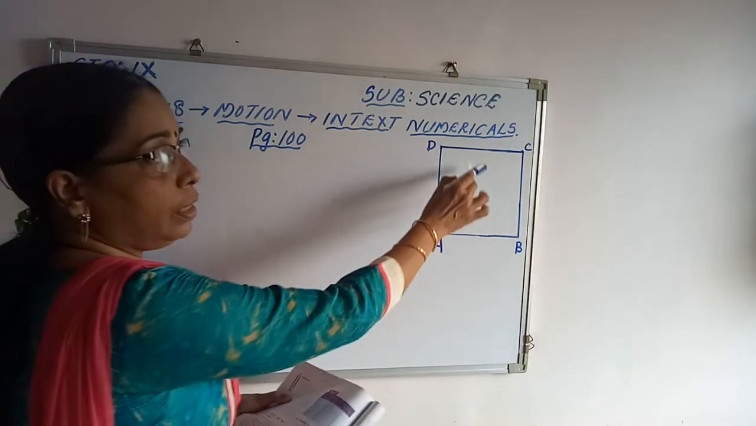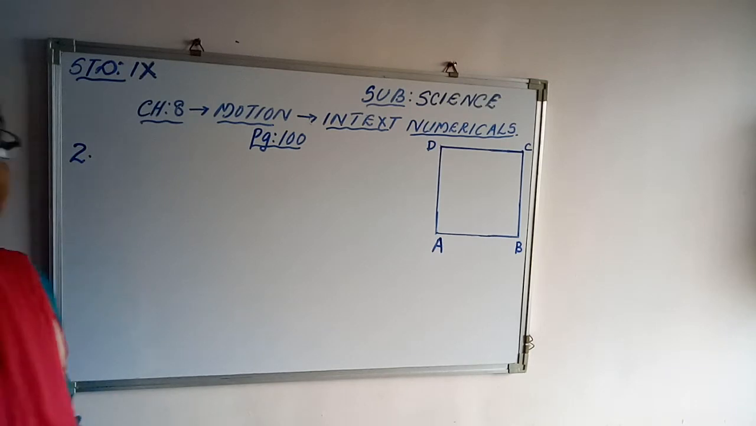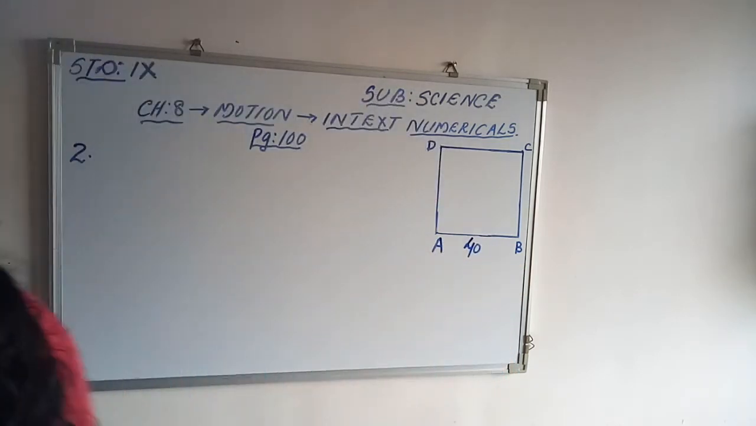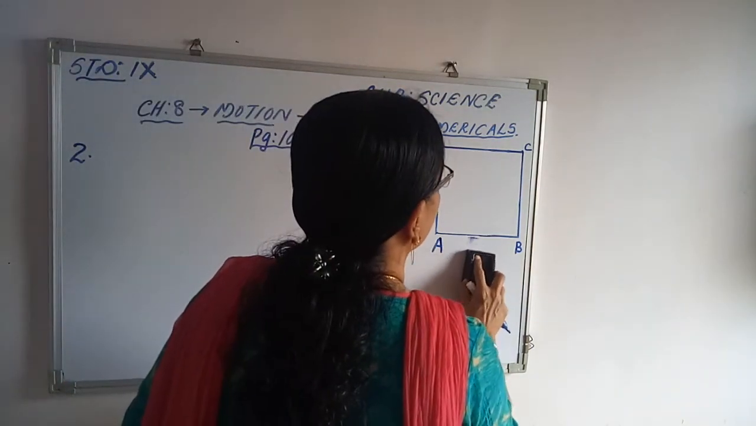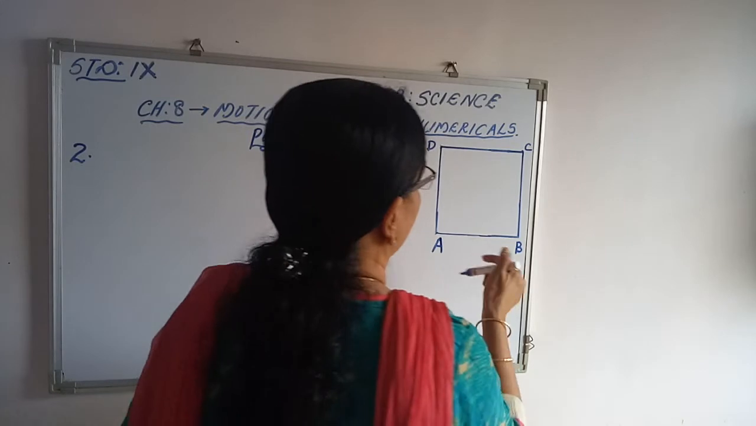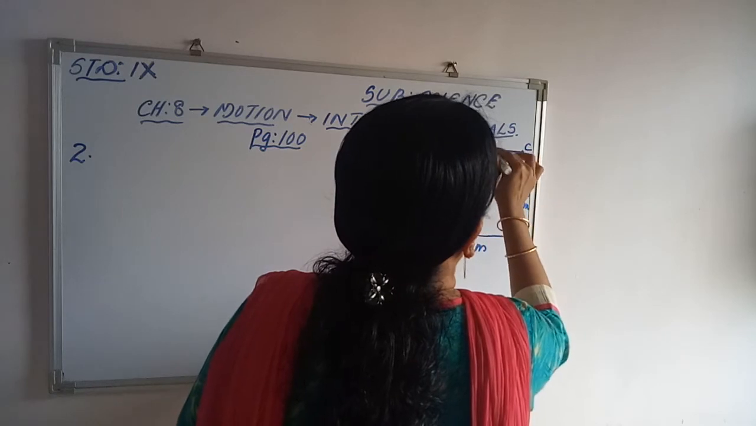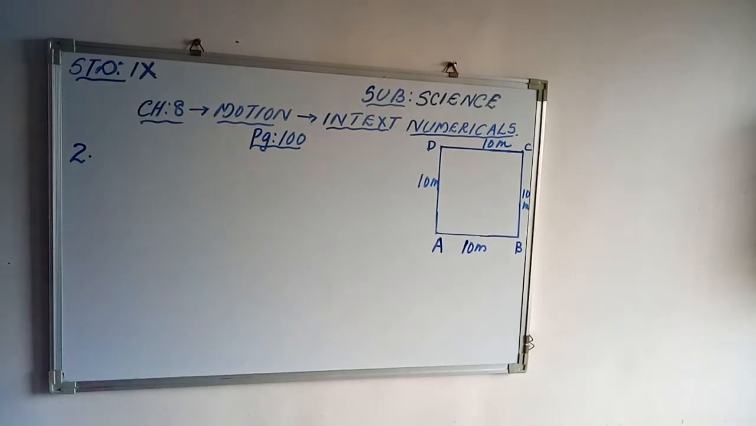I have drawn the square field, that is ABCD. And what about the side? It is 10 meter. Square means each side is 10 meter. As it is a square, the sides are equal. Then, what will be the magnitude of the displacement of the farmer at the end of 2 minutes 20 seconds?